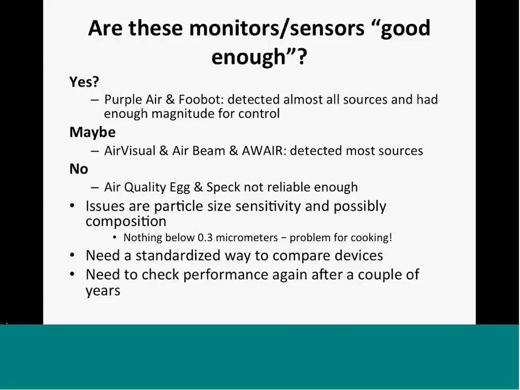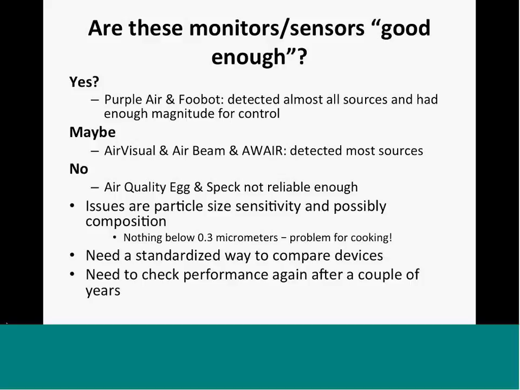So to sort of summarize all these test results, are these monitors or sensors good enough for doing something for ventilation control or maybe turning on a filtration system? And I think the answer is probably yes for a couple of these. The Purple Air and the Foobot, they detected almost all the sources except for a few. The ones they didn't detect were ones with the very small particles only. And they had enough of a magnitude response that you could effectively use them for control purposes. There are a few in the middle where, maybe they weren't quite as good as those first two, but they did detect most sources, but not all of them.